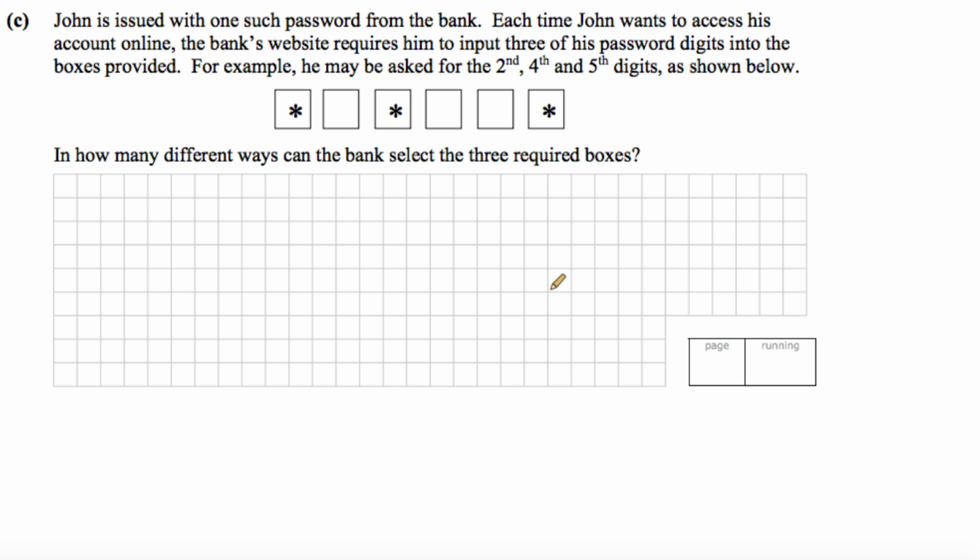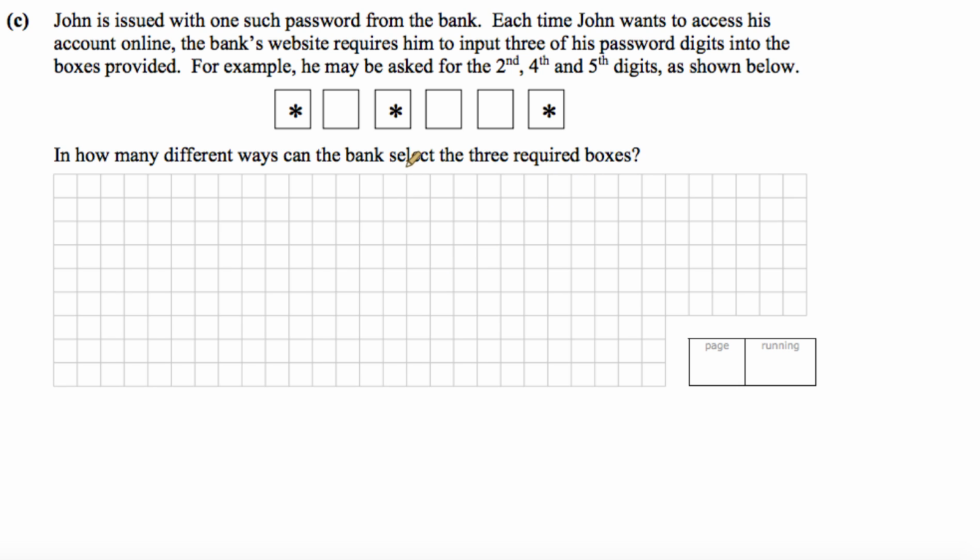And finally, part C, John is issued with one such password from the bank. Each time John wants to access his account online, the bank's website requires him to input 3 of his password digits into the boxes provided. For example, he may be asked for the 2nd, 4th and 5th digits as shown below. So if he's asked for the 2nd, the 4th and the 5th, in how many different ways can the bank select the 3 required boxes?